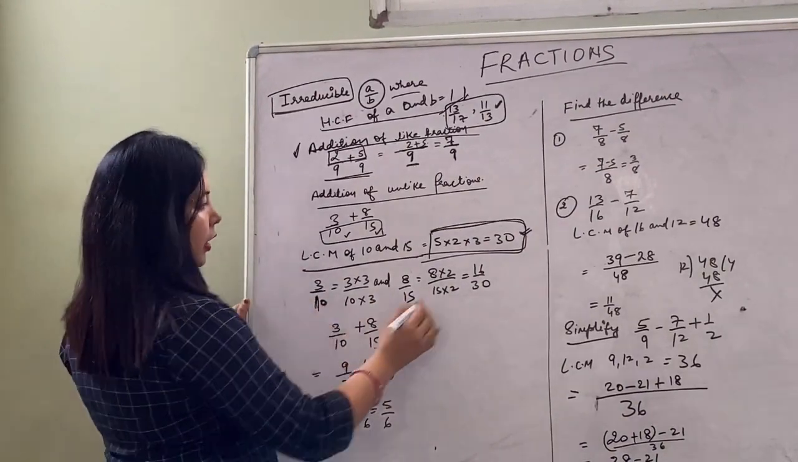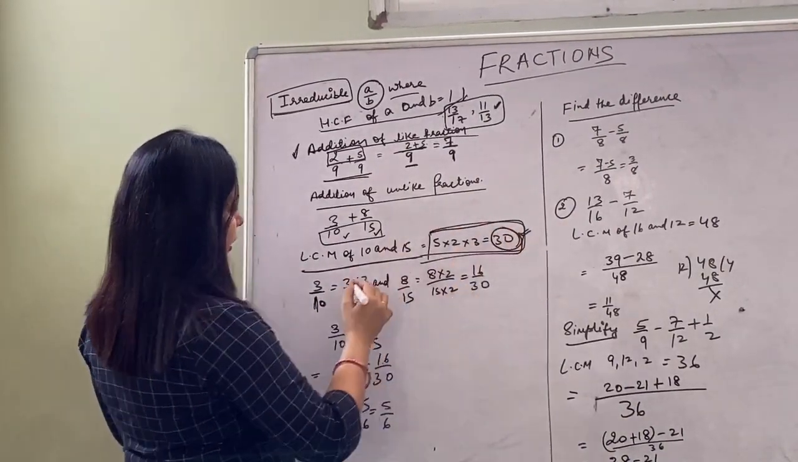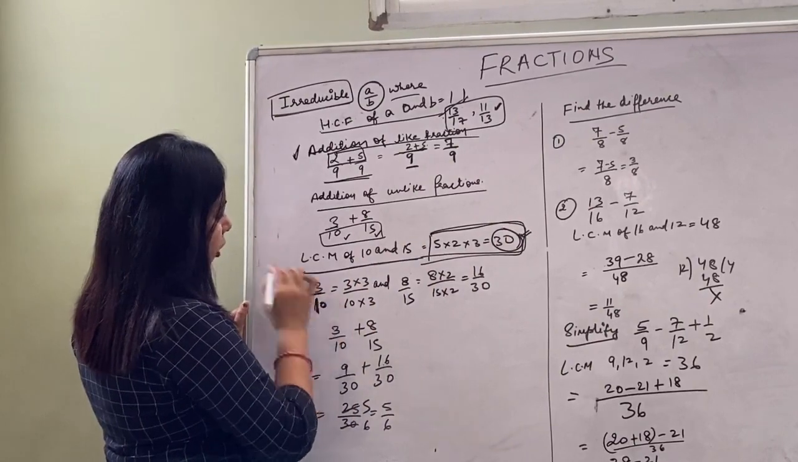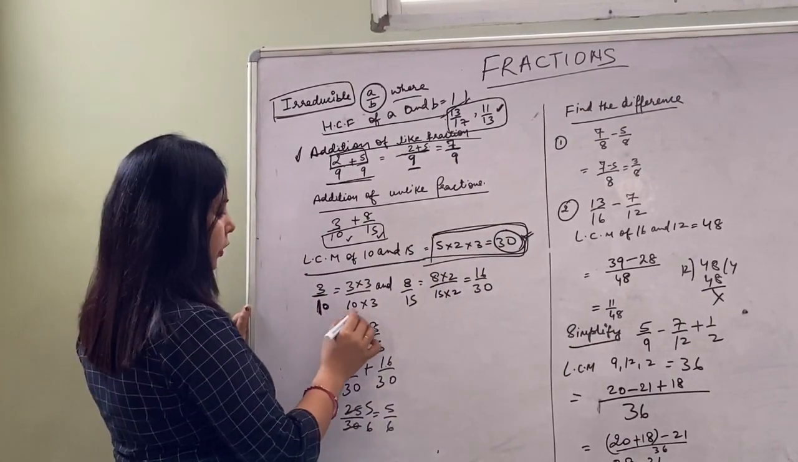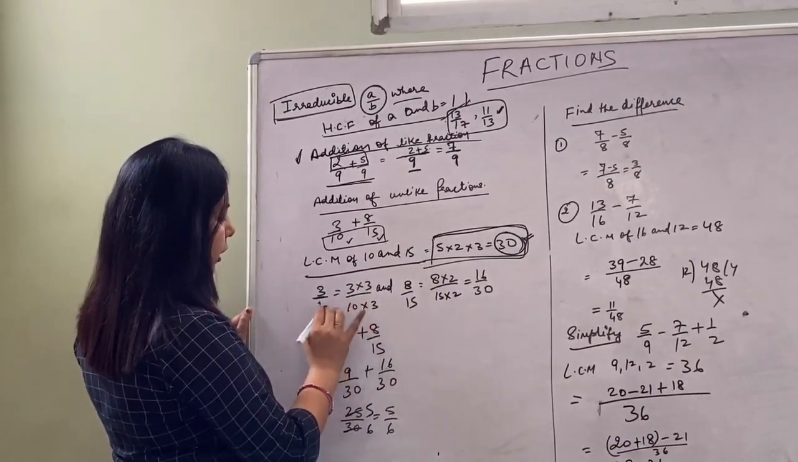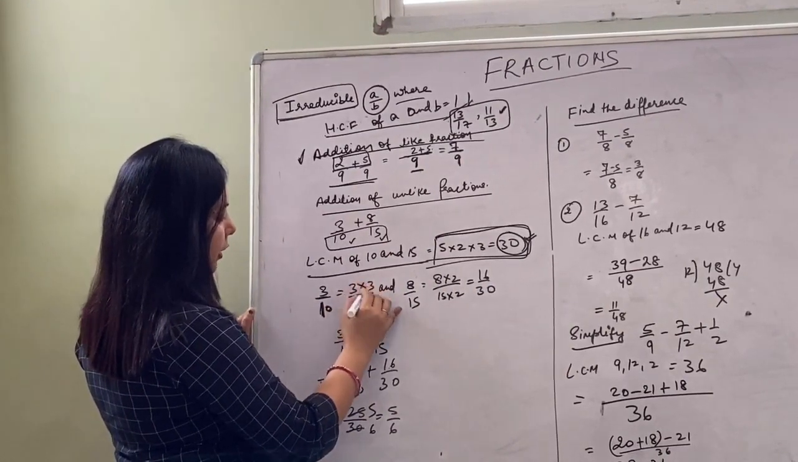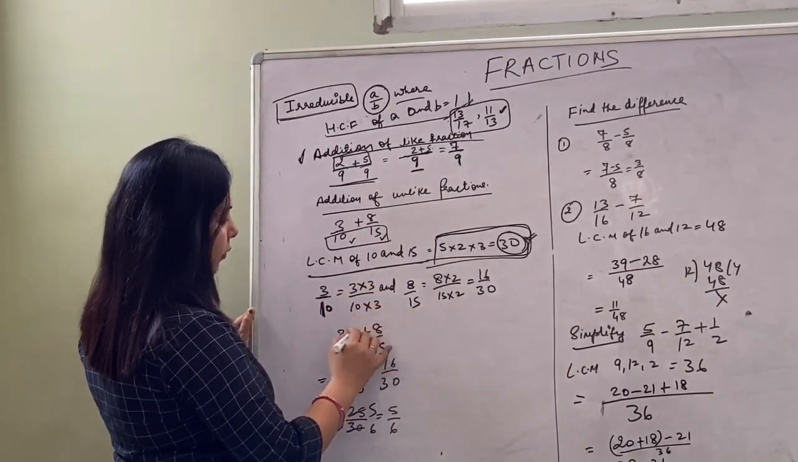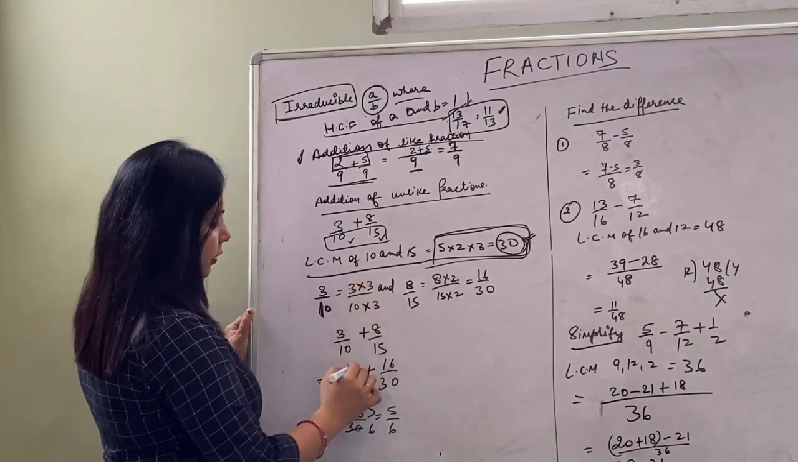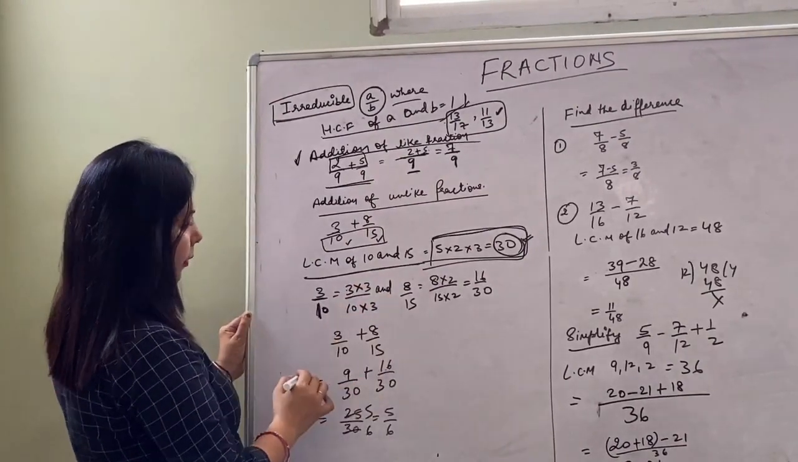How have we done it? See, the LCM is 30 and the denominator is 10. So what will we do? We will multiply 3 with the numerator and denominator. So it will come to 3 threes are 9 and 10 threes are 30.